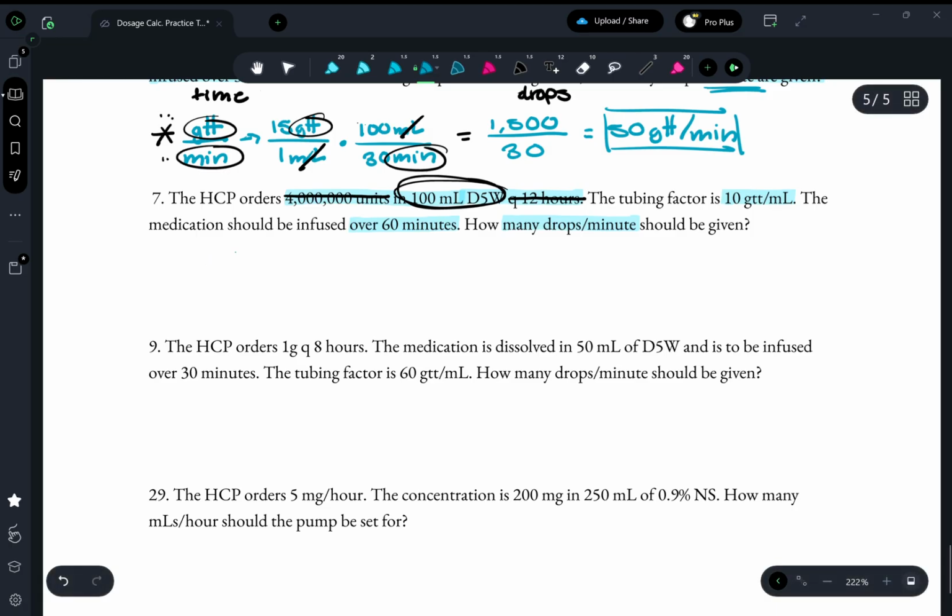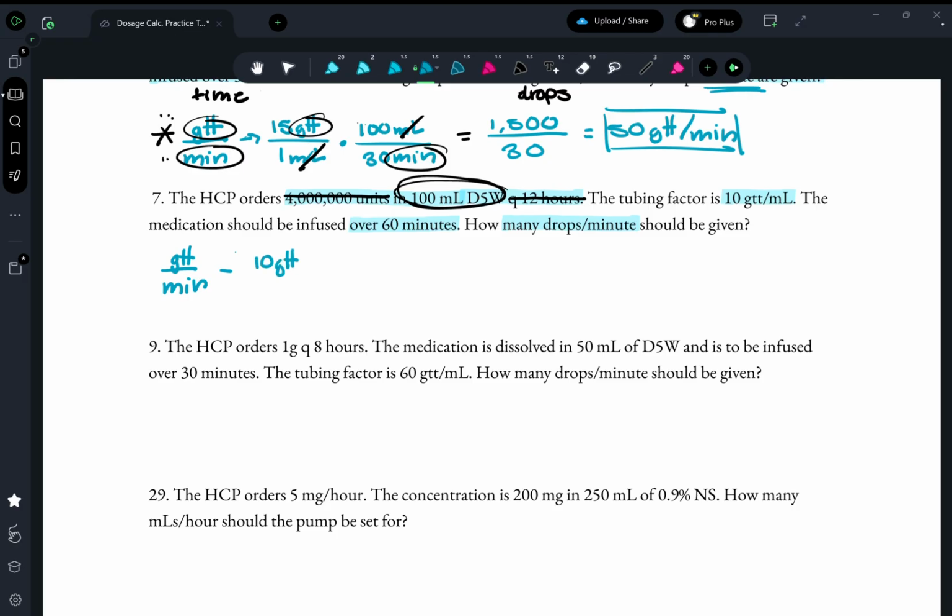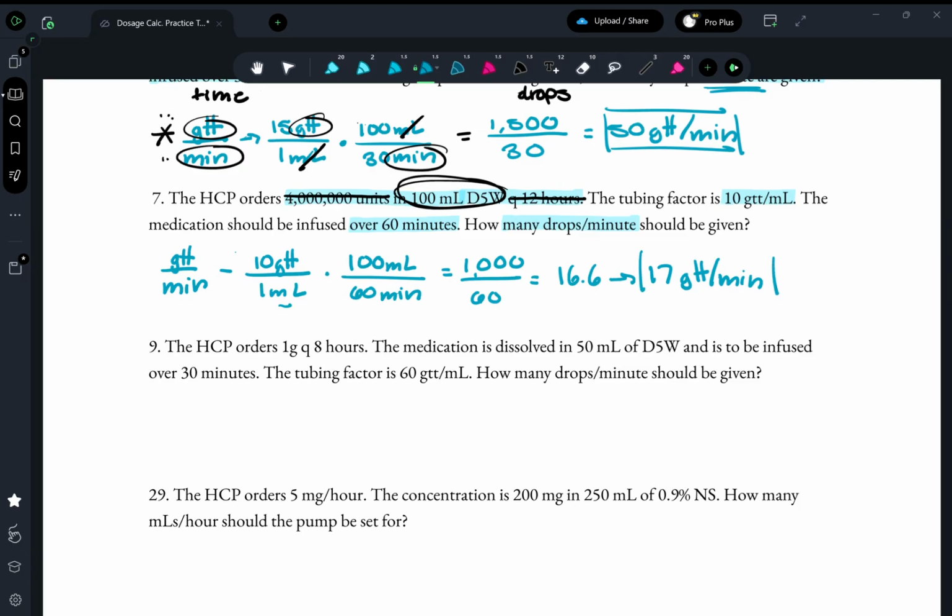Wait. Let me do what I said I would do in the last one. So we want our drops, and we want our minutes. So we have 10 drops per 1 mL. We have mL on the bottom, which means we need to put mL on the top. We have 100 mLs. And we know we want to give it over 60 minutes. So that's just going to be 1,000 divided by 60, and that's going to be 16.6. Drops, you cannot fraction a drop, so we're going to round that up to 17 GTT per minute. If it was mLs, you can have 0.6, 0.4, whatever. But for drops, it always needs to be a whole number.